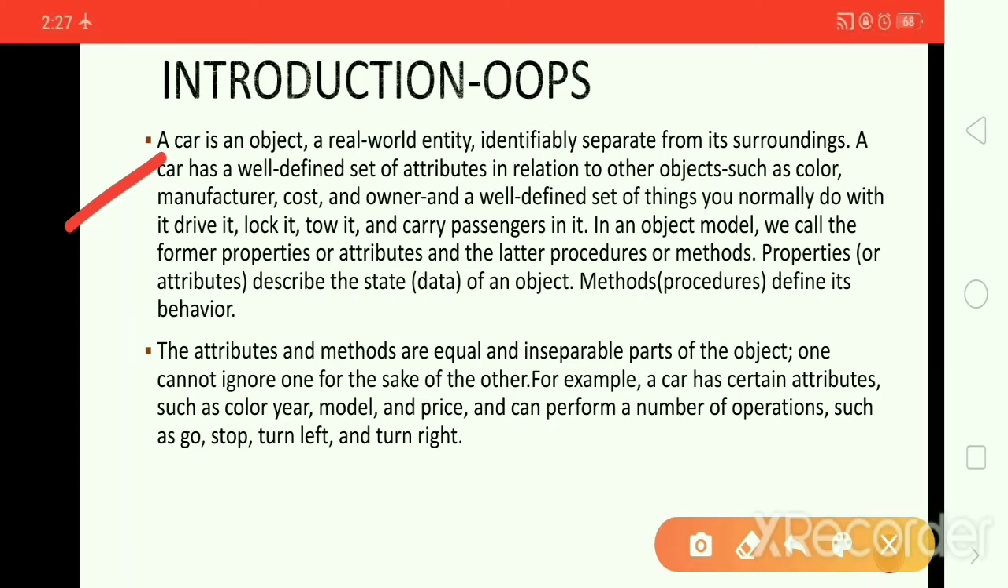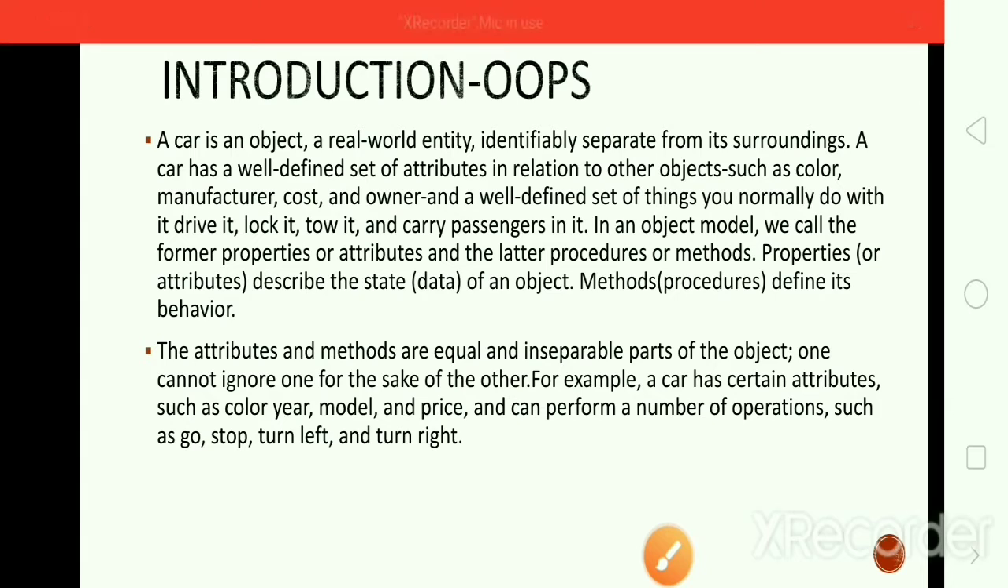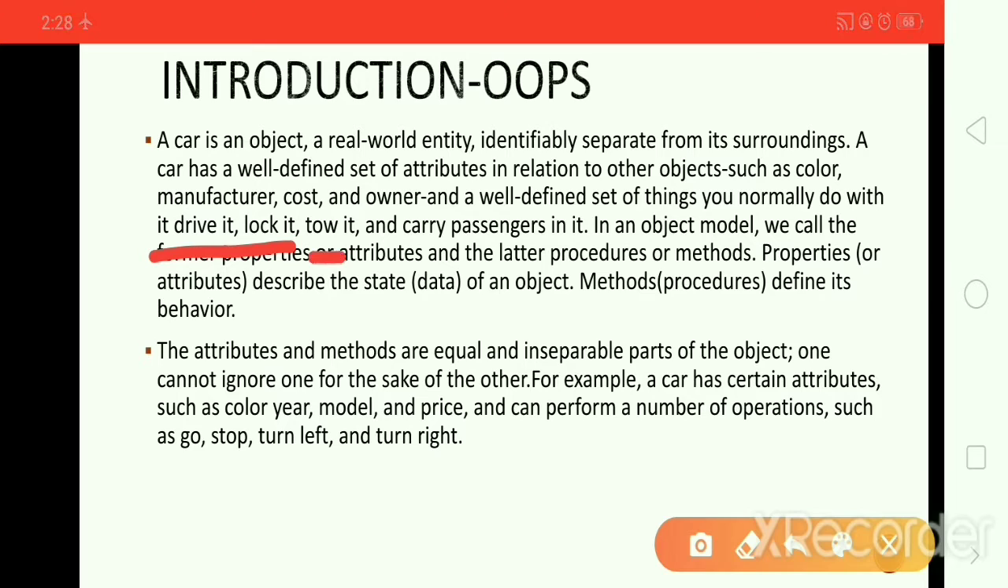A car is an object. It is a real world entity. It is identifiable, separate from its surrounding. A car has a well defined set of attributes in relation to other objects, such as you can identify its color, manufacturer, cost, and who's the owner of the car, and a well defined set of things you normally do with it. What you can do with the car: you can drive it, lock it, tow it, and you can carry passengers in it.